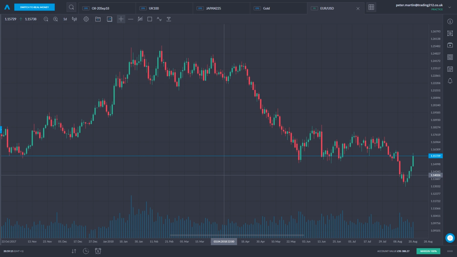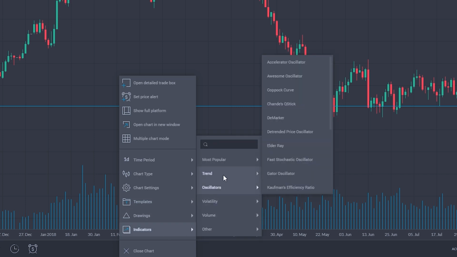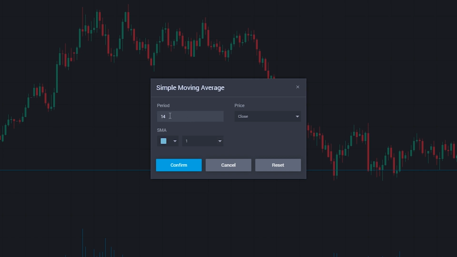So I'm going to add two moving averages. One is going to be a quicker one and one is going to be a slower one, and really we're looking for a cross of the shorter one over the longer one, and that will be our signal to trade. So first of all, I'll add on the longer one. I'm going to go to indicators, trend, and I'm going to use a simple moving average, and the number that I'm going to use is a 150-day moving average.